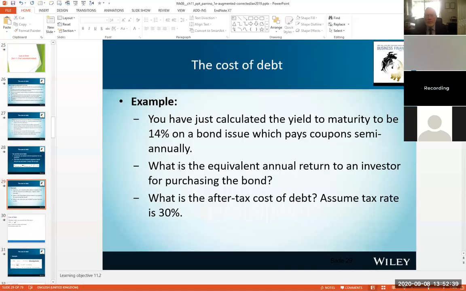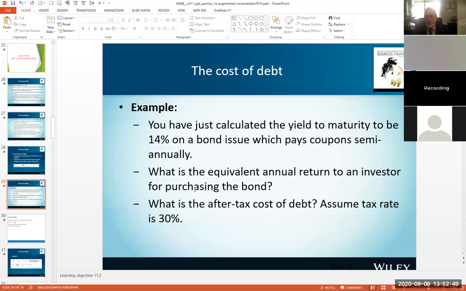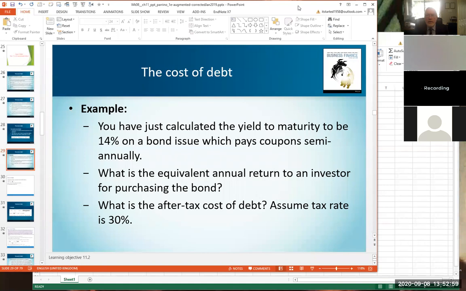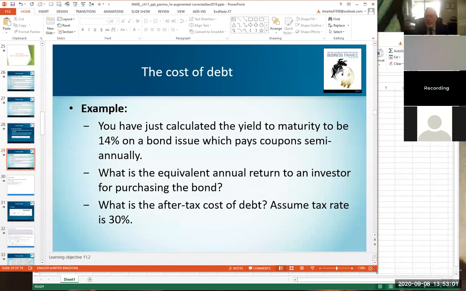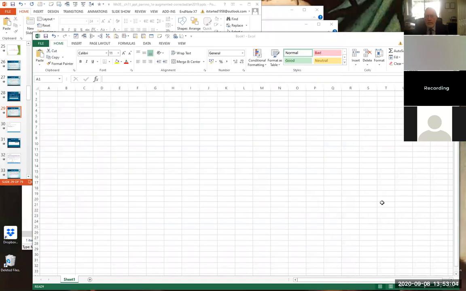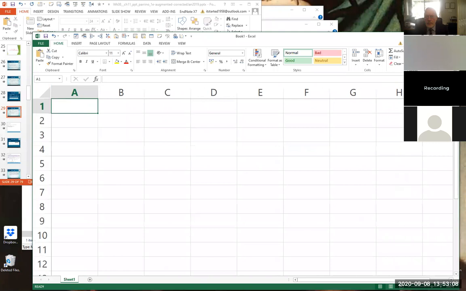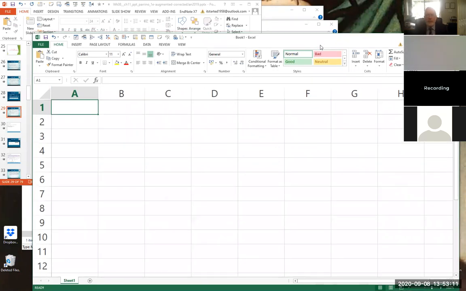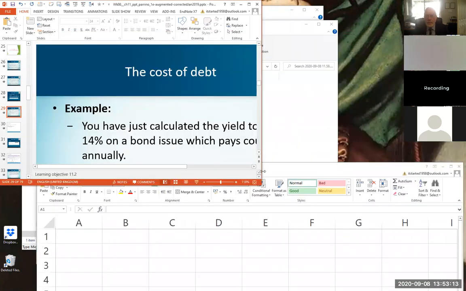Okay, we'll do an example. You have just calculated the yield to maturity to be 14% on a bond, which pays coupons semi-annually. What is the equivalent annual return to an investor for purchasing a bond? What is the after-tax cost of debt, assuming the tax rate is 30%? Let's do that on our spreadsheet, and I invite you to do this also on your financial calculator. We'll just get our Excel sheet up here.